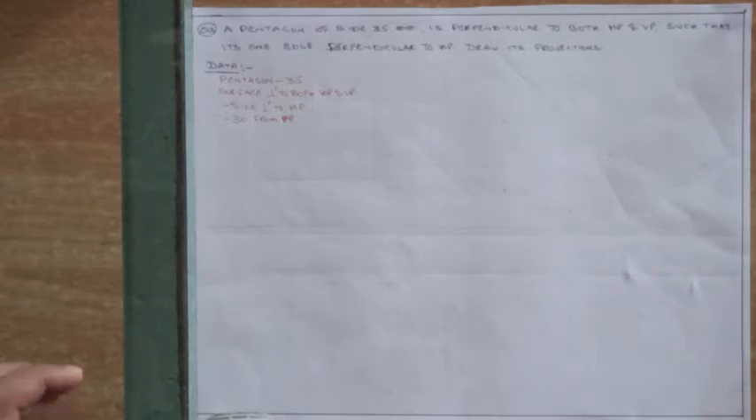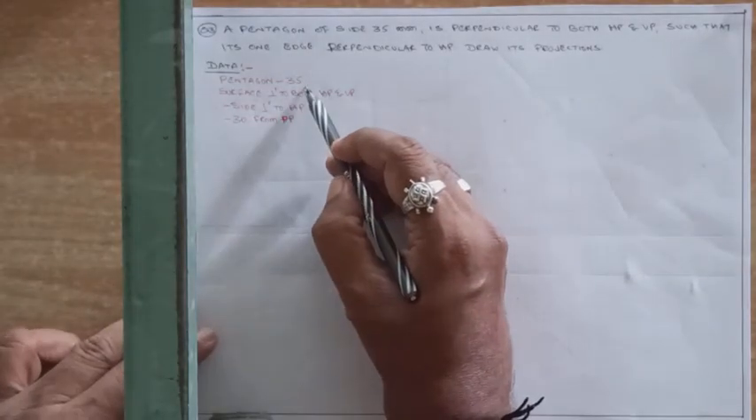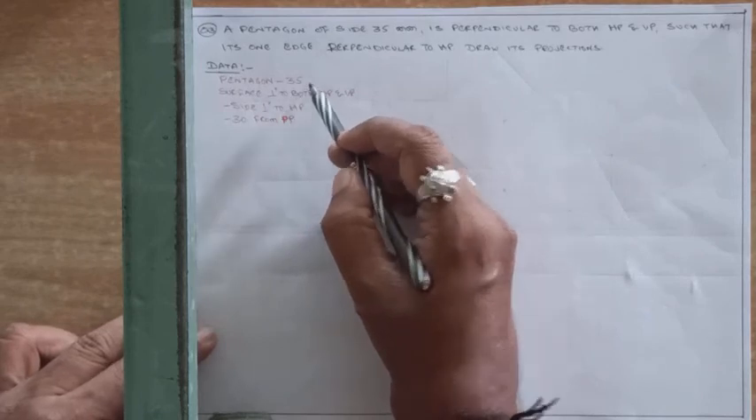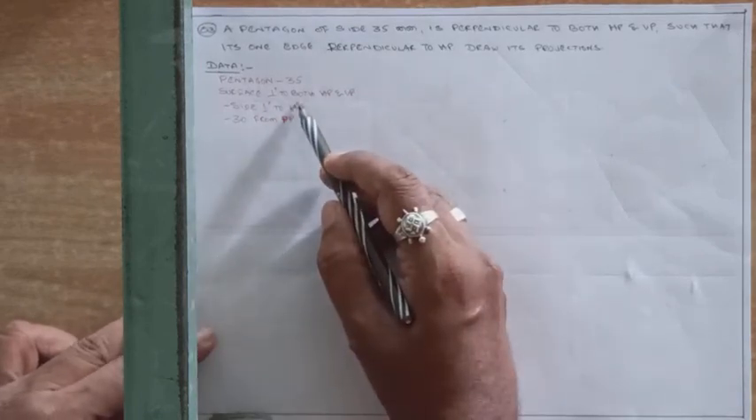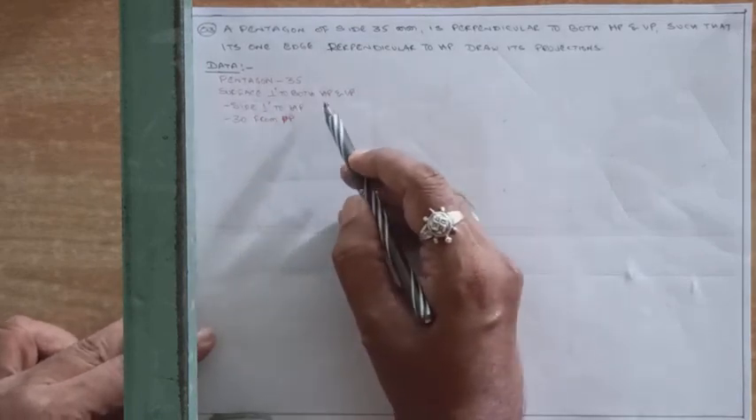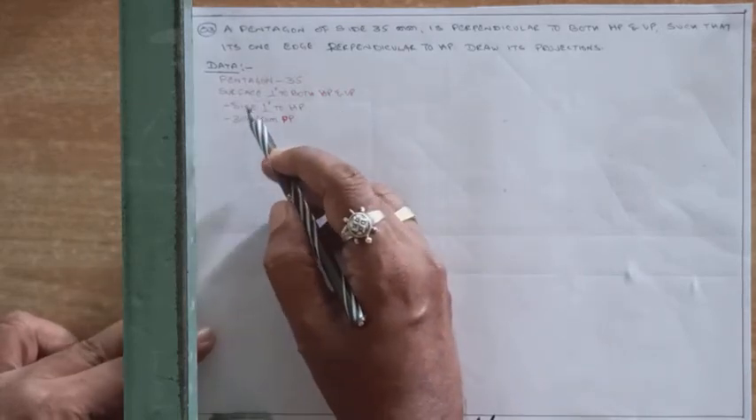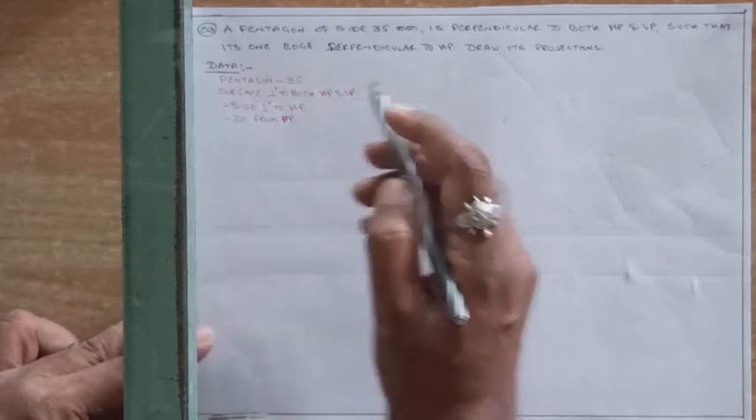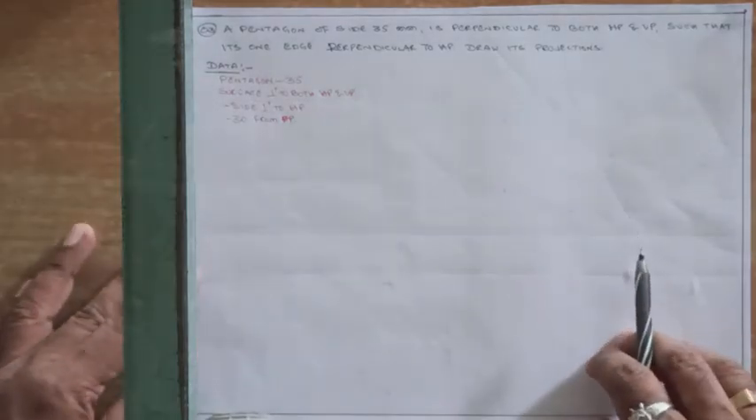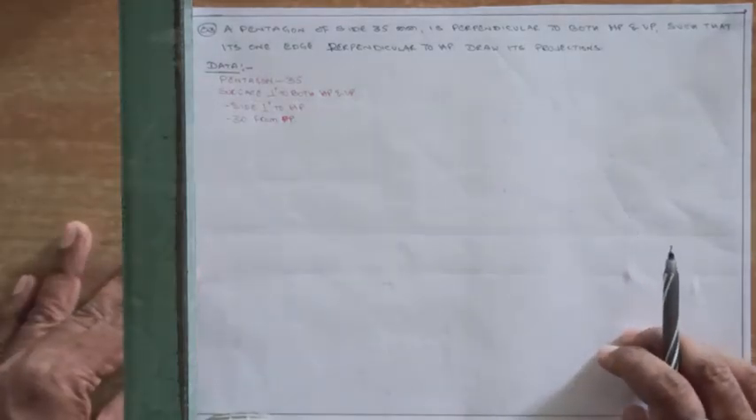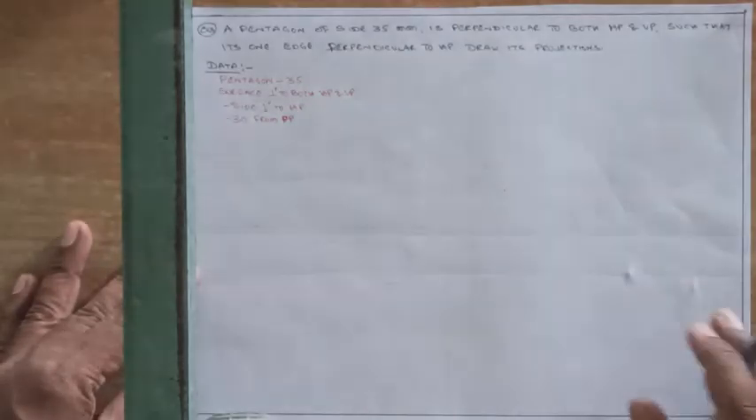The given plane figure is a pentagon of sides 35 mm, and the surface condition is that it is perpendicular to both HP and VP. Another condition is that the resting side is perpendicular to HP, and it is 30 mm from the profile plane. Any distance you can take; here I have taken 30 mm from the profile plane. Okay, now let us start the problem.